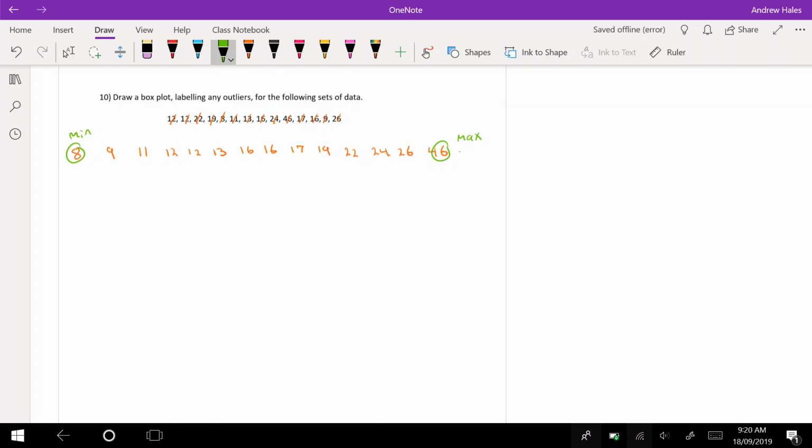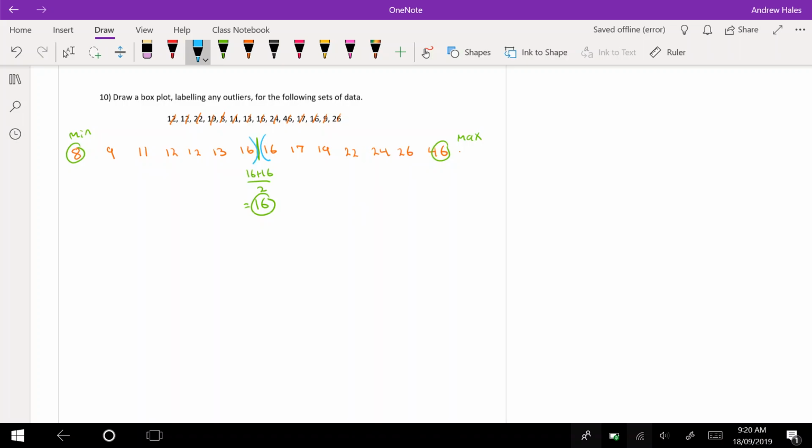So that is 1, 2, 3, 4, 5, 6, 7. 1, 2, 3, 4, 5, 6, 7. It's going to be in the middle of here. And that's 16 plus 16 over 2. So lucky for us, that's just equal to 16. So 16 is our median.